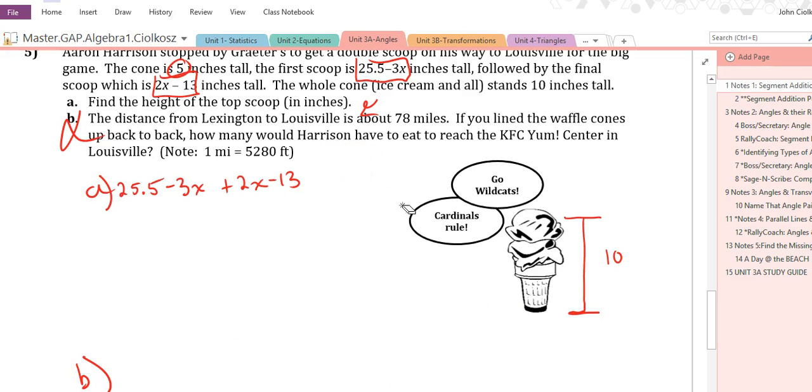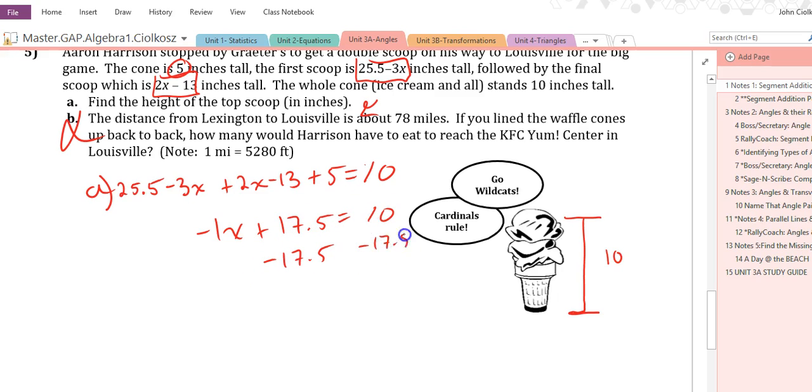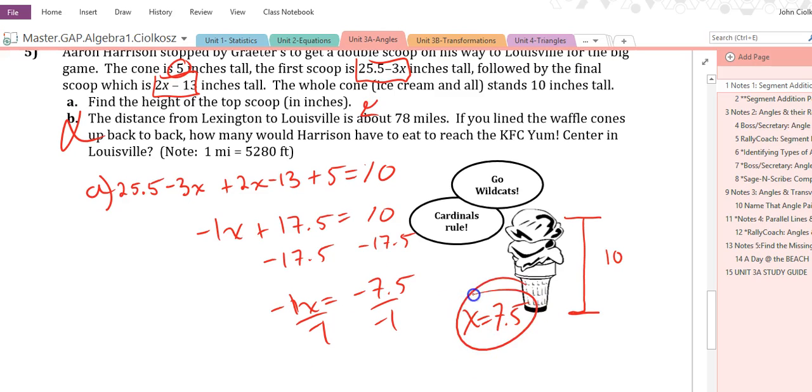So what that means is I should add on plus 5 from my cone and set it equal to 10. So, solving again real quick here. We'd get negative 1x plus 17.5 is equal to 10. And then subtracting. Dividing. So our x should actually be positive 7.5.